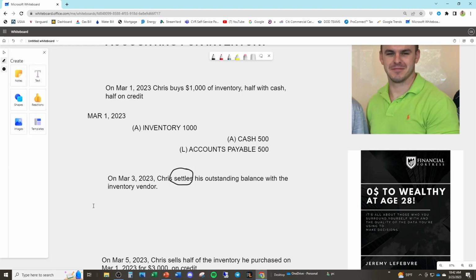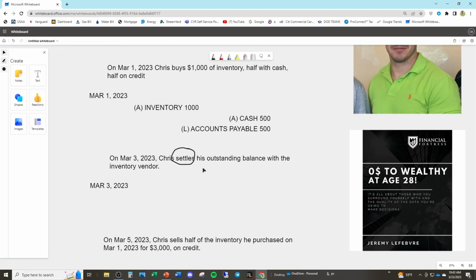So we go ahead and we first put on the date, March 3rd, 2023. And then we debit the accounts payable for $500 because we paid it off. We decrease liabilities with a debit. And then we pay cash because we've settled it. We've paid off the debt for $500. So that's a credit to cash to decrease it. Now we're free and clear. We don't owe any more money to Financial Fortress.